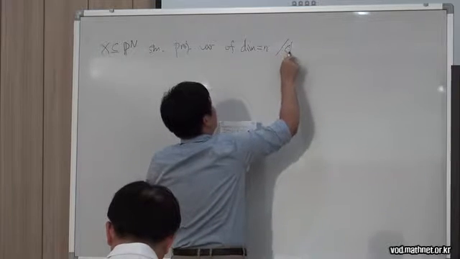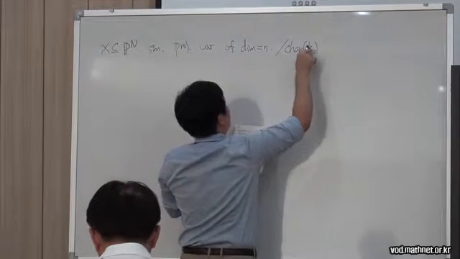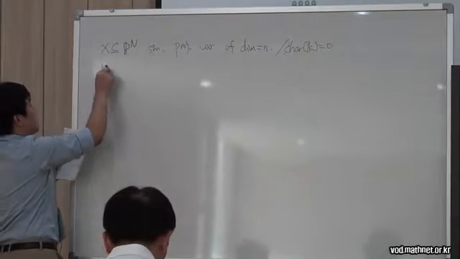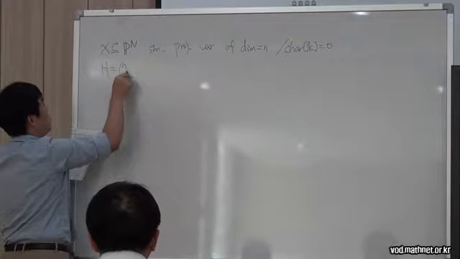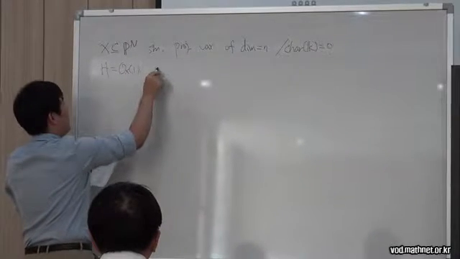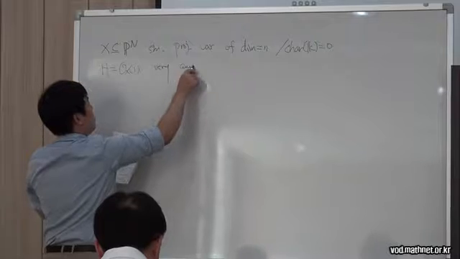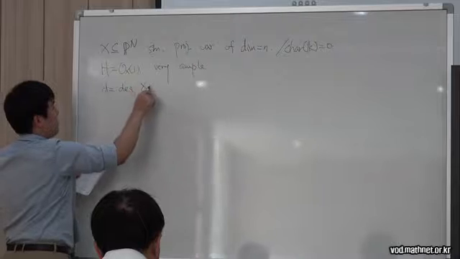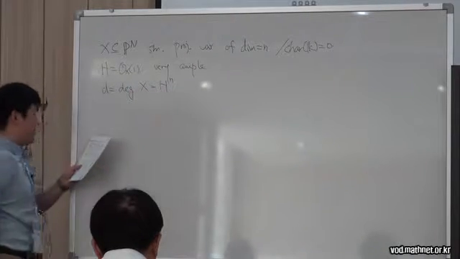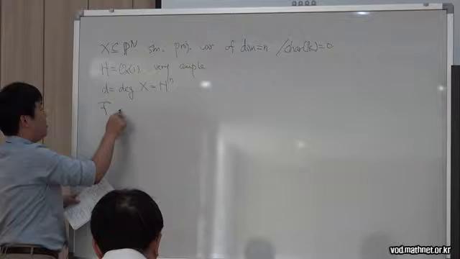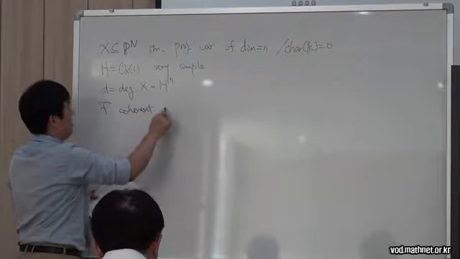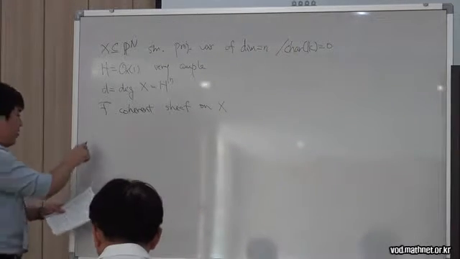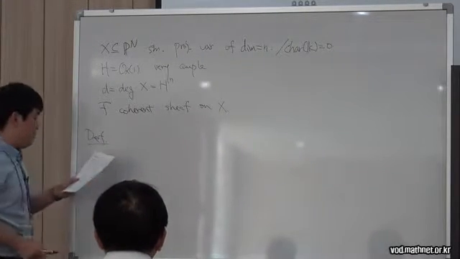So for simplicity, I'll only think that the base field has characteristic 0 and H is always O(1). And D is the degree of X, which is H to the n. And let F be a coherent sheaf on X. So yesterday Gunnar defined what an Ulrich sheaf is.